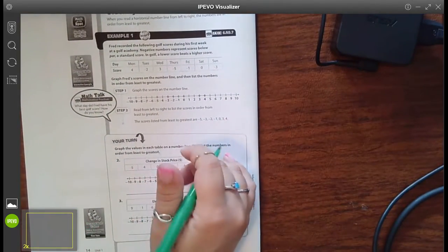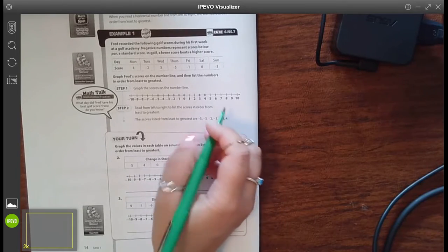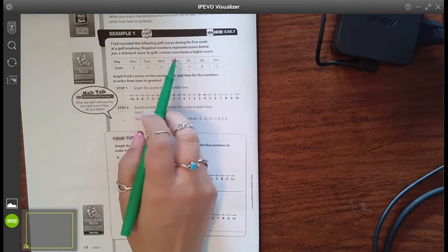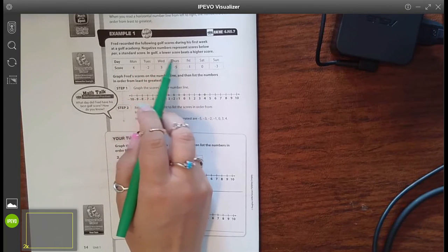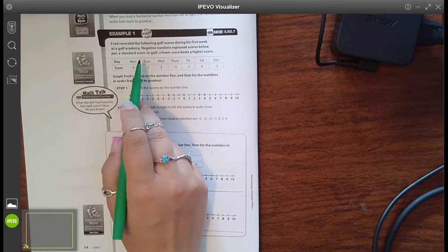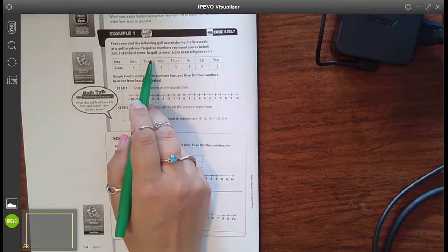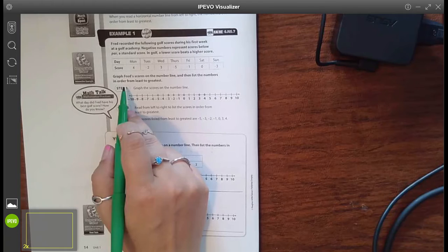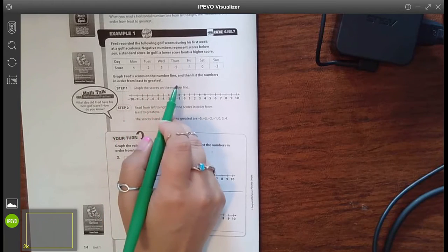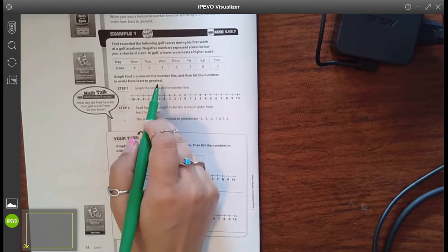All right, if we turn the page to the next one, this is talking about Fred, who recorded the following golf scores during his first week at a golf academy. Negative numbers represent scores below par, a standard score, and in golf, a lower score beats a higher score. So first, graph Fred's scores on the number line and then list the numbers in order from least to greatest.